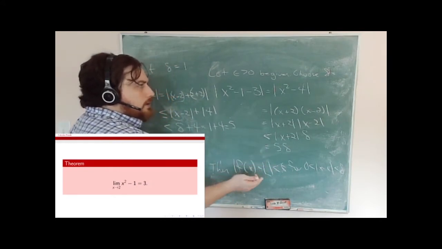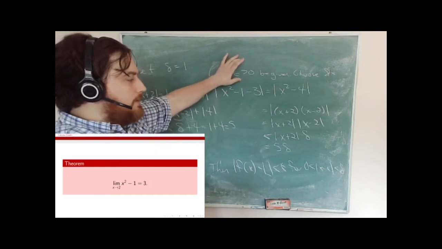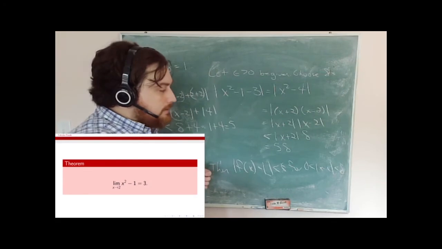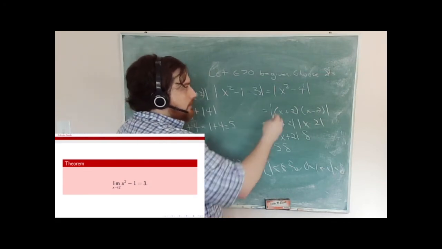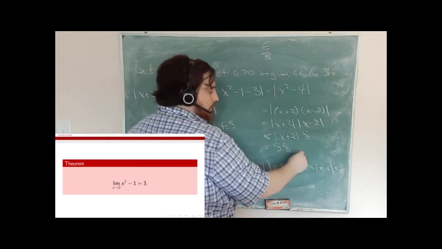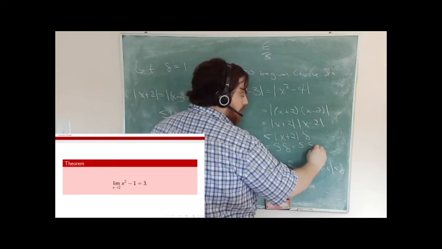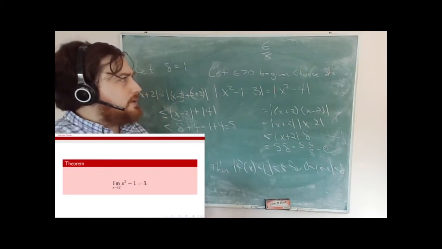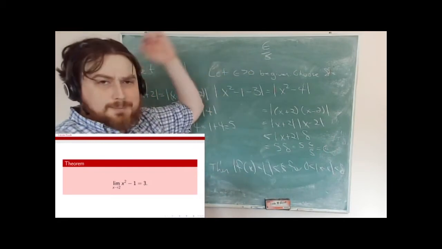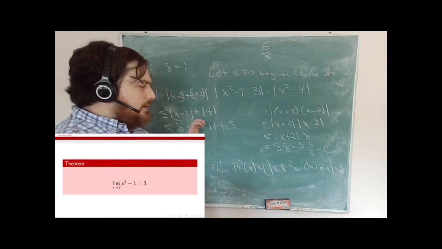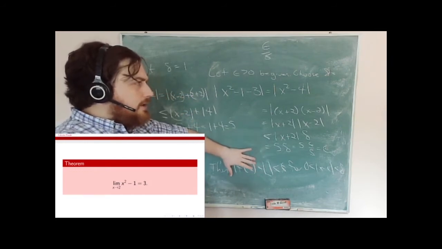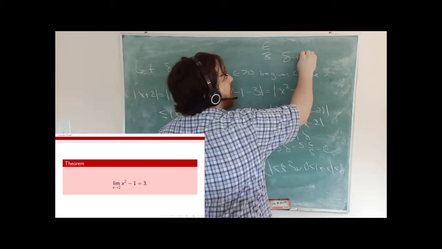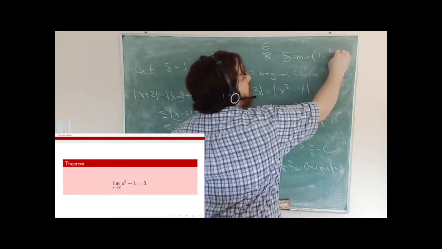However, if delta is 1, that might not be good enough for the epsilon. So I'm going to want 5 delta to be equal to epsilon. So I also want delta to be epsilon over 5, so that 5 times epsilon over 5 is equal to epsilon. Well, now I can't pick two deltas. I can't pick it to be 1 and epsilon over 5. But at each point I just want less than. So instead, I'm going to pick delta to be the minimum of 1 and epsilon over 5.